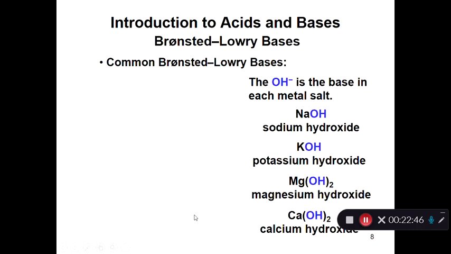So let me work on bases. Bases, most likely they are metals and OH. OH is one of the polyatomic ions, you call that hydroxide.